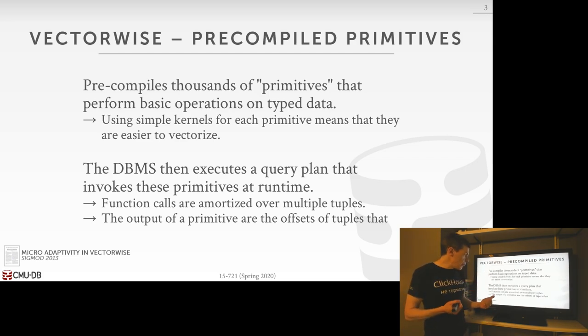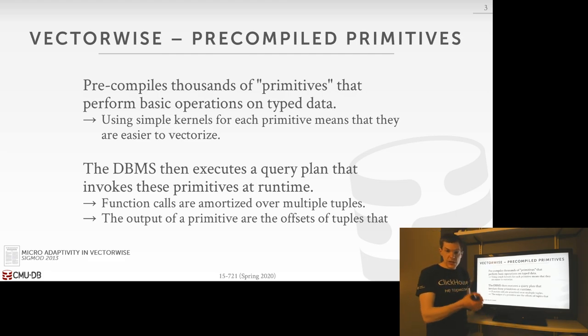And then at runtime, when a query shows up, the way they're going to execute the query plan is that they're essentially going to stitch together all these primitives into an overall plan that's interpreted, which allows them to invoke these primitives at the right time in order to execute the query and produce the correct result. So now you'd be thinking, well, these primitives are just function calls. Isn't this going to get expensive?